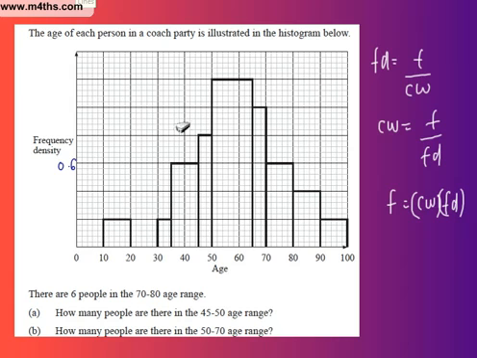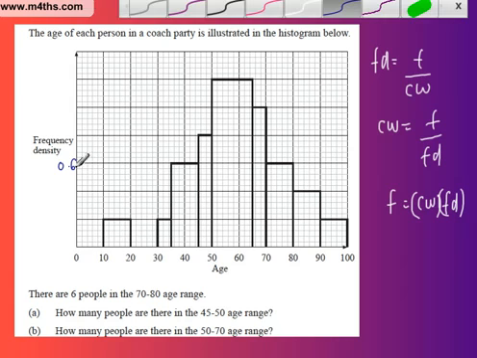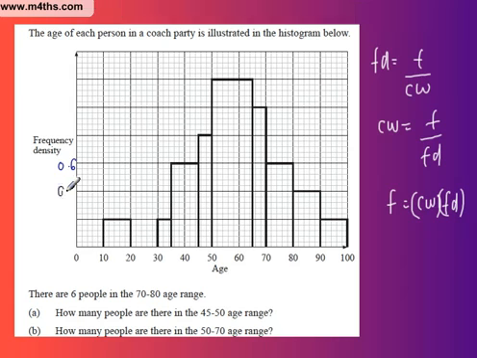So on here, let's build up the scale. So 0.6, 0.4, 0.2, 0.8, 1.0, 1.2, and so on and so forth.